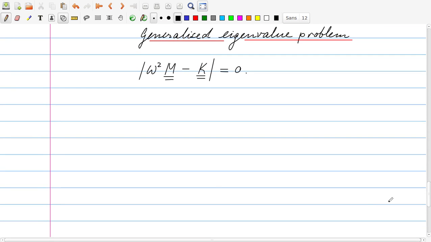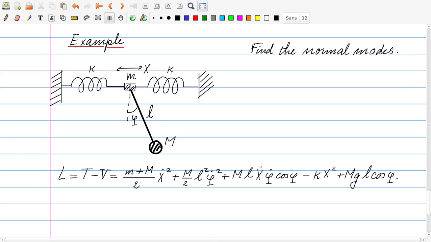So let us now revisit the example that I have covered in detail in a previous movie. The example that we have considered was a mass held in position by two identical springs. The mass can move only in the horizontal direction, and we associate a generalized coordinate x with that motion. Then there is a mass capital M, which is suspended to a pendulum which is attached to the little m, and there is a generalized coordinate phi associated with the pendulum.